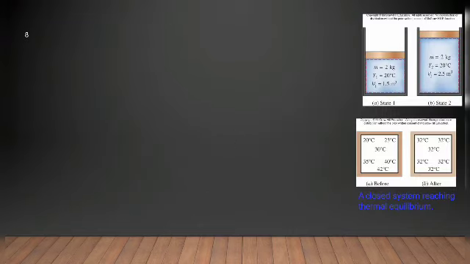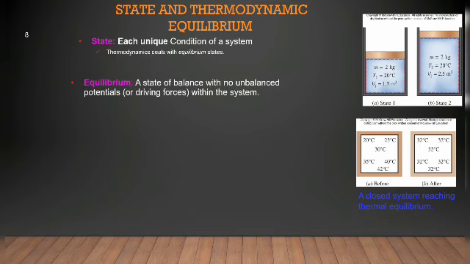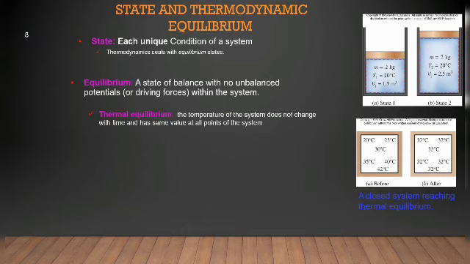Let's see the state and thermodynamic equilibrium. The state is each unique condition of the system. Equilibrium is a state of balance with no unbalanced potential within the system. The equilibrium is further classified into three subtypes.